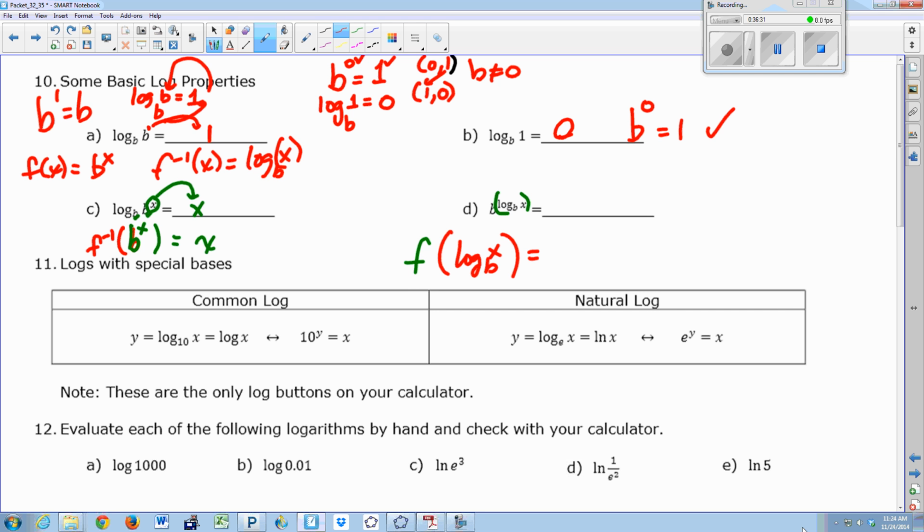If I compose a function with its inverse, what's my original input inside here? What's going into my log base b function? You don't know what the input is here from looking at this? X. So I'm back to x.